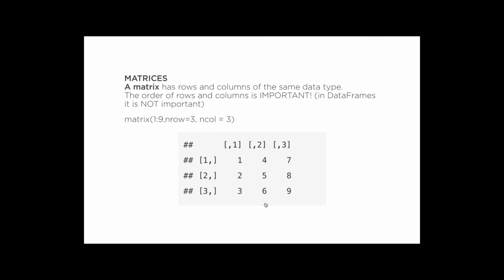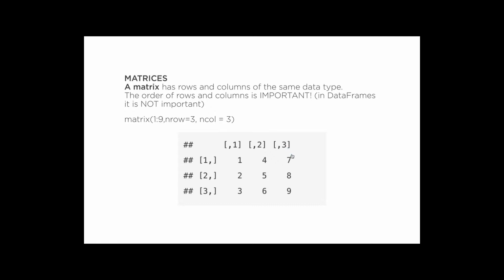And also the order of rows and columns is extremely important. And you'll see later that in data frames, this is not important, but for matrices it is. So this is an example of a matrix that was built using a colon sign, which just provides a sequence of numbers from 1 till 9. It identified the number of rows, in this case 3, and the number of columns, in this case also 3, and it built a matrix.